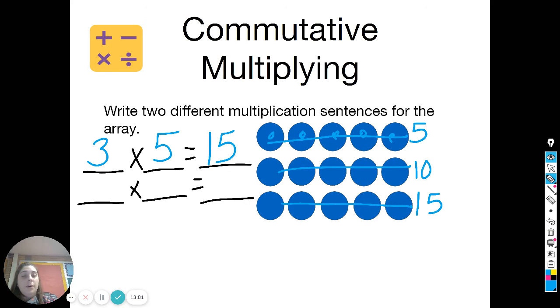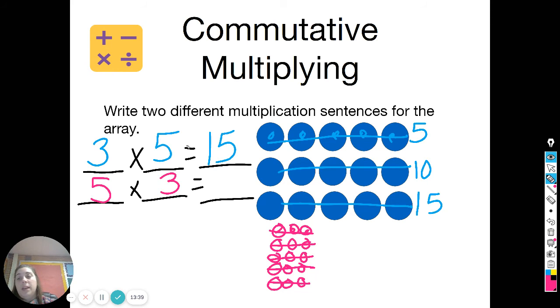Now, to make our equation for the second array, we could just take our 3 and our 5 and flip-flop them. But I'm going to also go ahead and draw the array to show it. So instead of having 3 rows, I'll have 5 rows. And instead of having 5 in each row, I'll have 3 in each row. Because I took the 3 and the 5 and I flipped it. So now I have 1, 2, 3, 4, 5 rows, and 1, 2, 3 in each row. So I took this 3 and this 5 and I flipped it, and I know that if I take the two numbers and switch them, the answer stays the same. So I know the answer has to be 15.